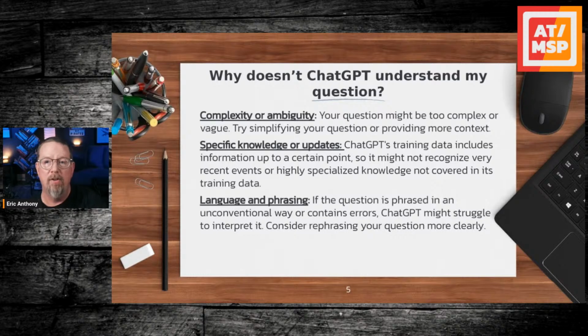ChatGPT, as well as the other AI large language models, don't necessarily have the most up-to-date information or specific knowledge on a highly specialized topic. So that might be something that they have to train it on, right? They might have to provide it some resource material in order to get better answers out of it.